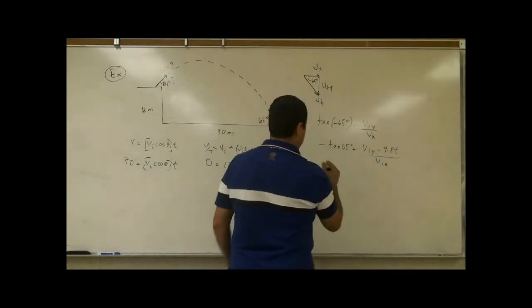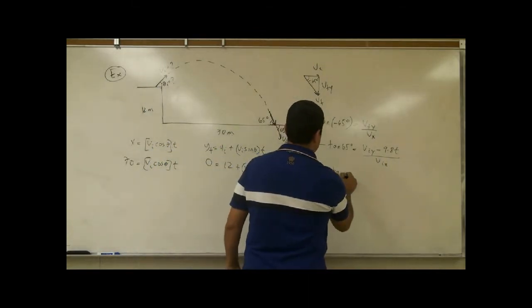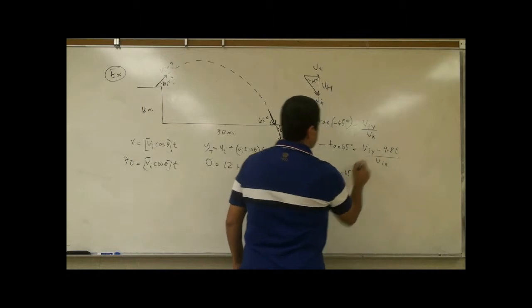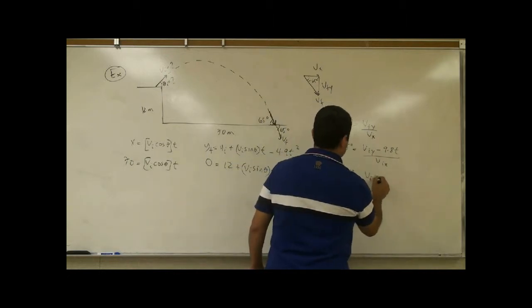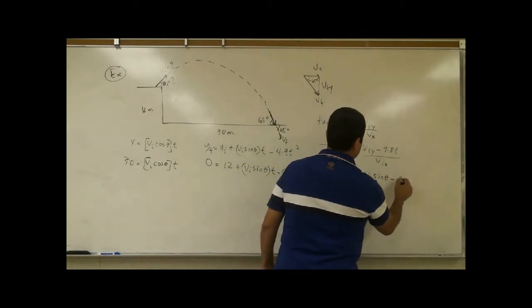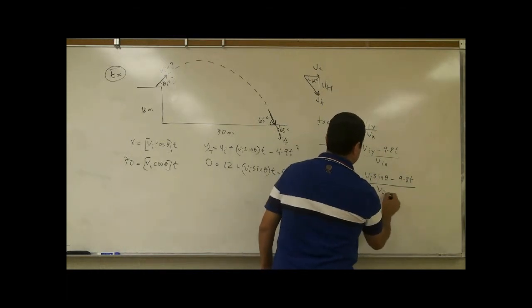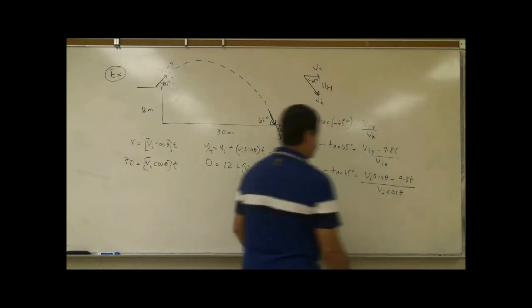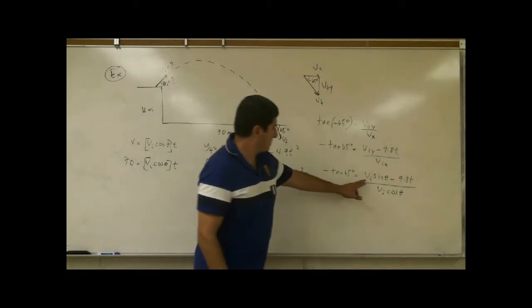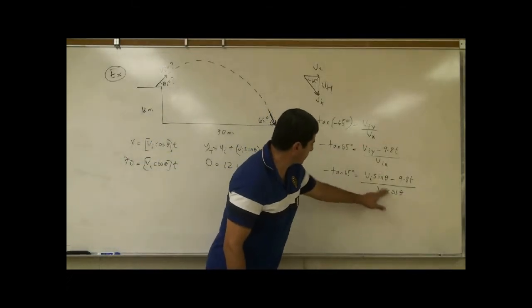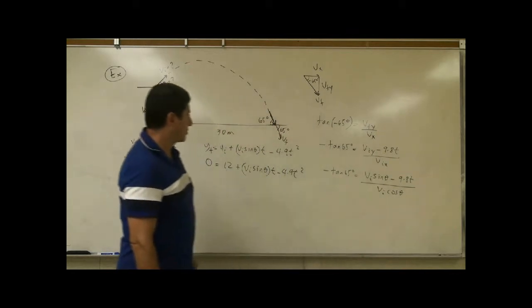So from there we have what? Negative tangent 65. V initial y is what? V initial sine theta minus 9.8 t over V initial cosine theta. Okay? So this is the x component cosine, this is the y component sine.